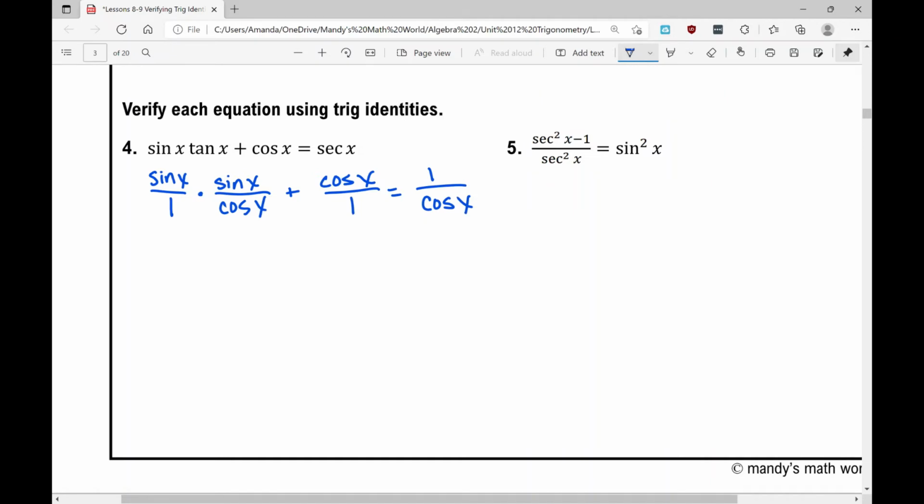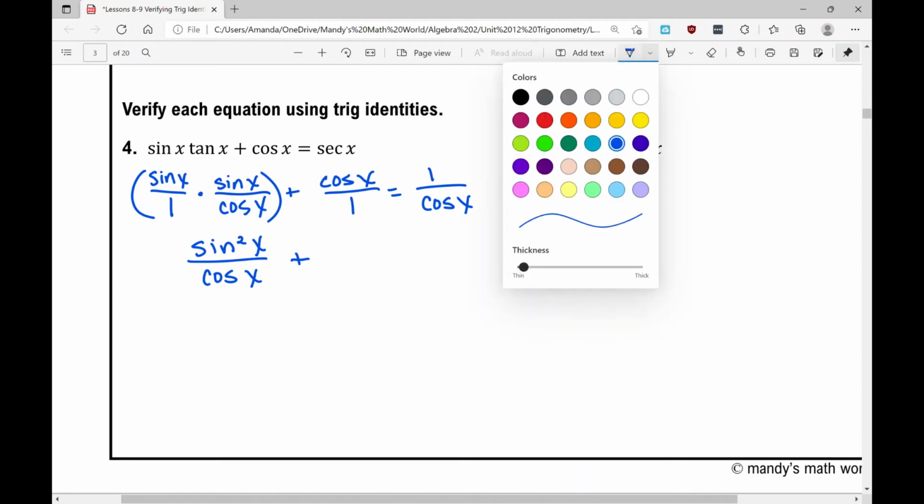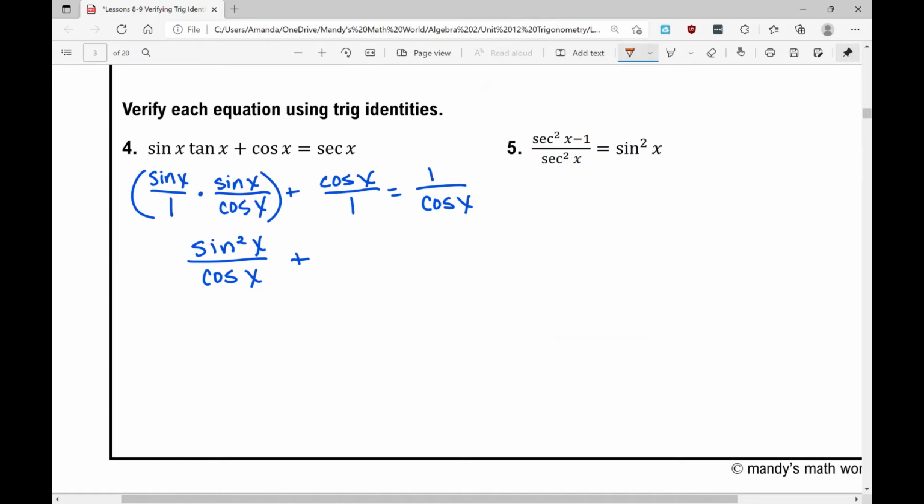Okay, now there's a bunch of things going on here. So I'm going to combine steps 2 and 3 in the same step. The first thing I'm going to do is multiply these two fractions together. Sine x times sine x is sine squared. 1 times cosine x is cosine x. So I just multiplied fractions, which you just multiply across. Plus, now I have cosine x over 1. But in this case, I'm going to be adding fractions. And what's really important when you're adding fractions? Get a common denominator, then add your numerators.